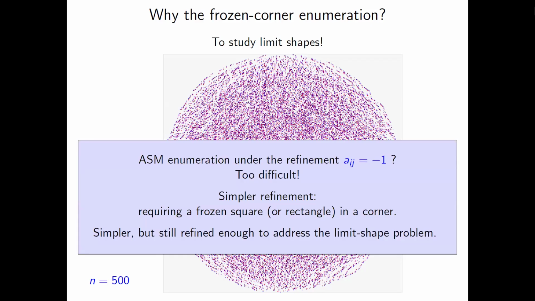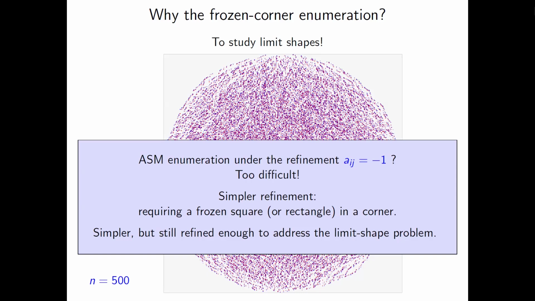So you could say, to study this, we can consider ASMs refined by the position of finding, say, some -1 at some position i and j. But this is too difficult. I don't think anybody in the room is able to compute this quantity. It would be fantastic. You can do this, for instance, for domino tilings, but not for ASM. So we look for a simpler refinement.